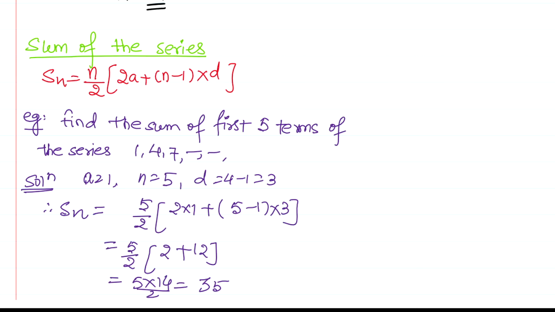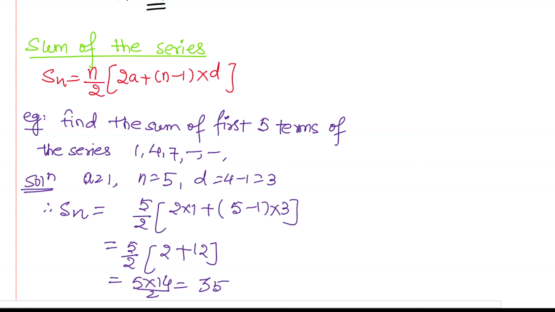So for this given series, I know a is 1, that is the first term. n is 5 because I am looking for the sum of the first 5 terms of the series. And d is how much? 4 minus 1, that is 3. Now substitute the values. It's 5 by 2 in the bracket 2a, that is 2 into 1, plus 5 minus 1, that is 4, into d. d is 3. 4 3s are 12. 12 plus 2 is 14. So it's 5 into 14 by 2. 2 7s are 14. Right? And then what do I get? 5 7s are 35, or 14 5s are 70 divided by 2 is 35.